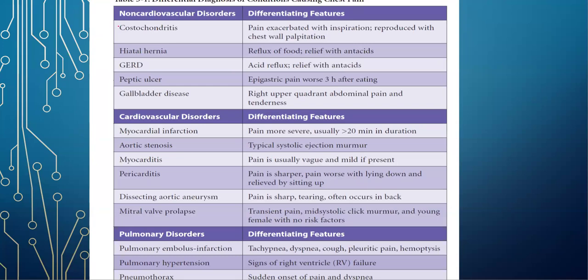Now, this is just a table showing some of the important clues to each of the causes of chest pain. If a patient has myocardial infarction, we know how the pain will be, and pain usually lasts more than 20 minutes. If it is pericarditis, we know how the pain looks like. We know the aortic dissection pain, which is sharp and tearing. Peptic ulcer will be epigastric pain, worse with eating.